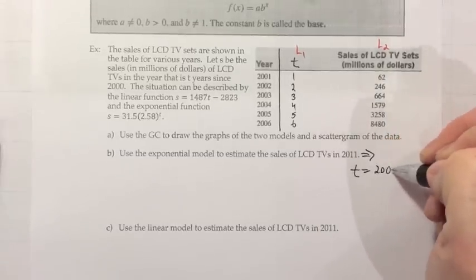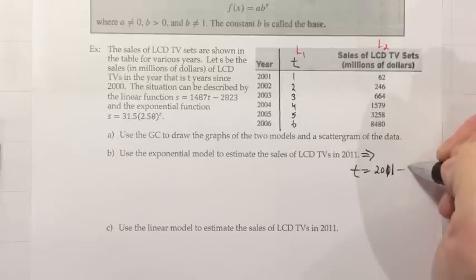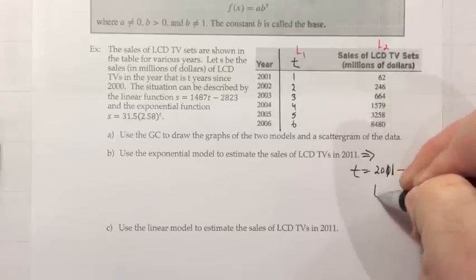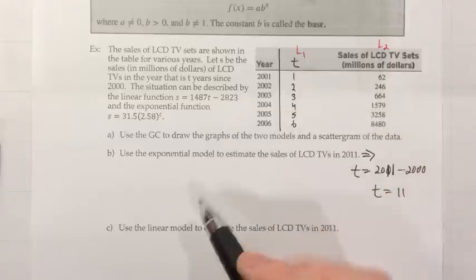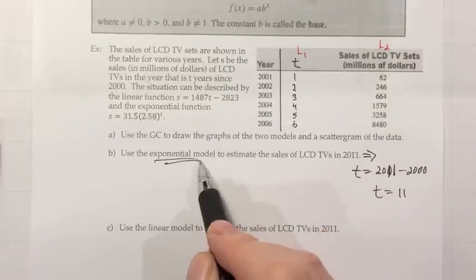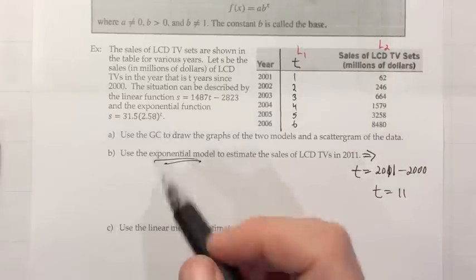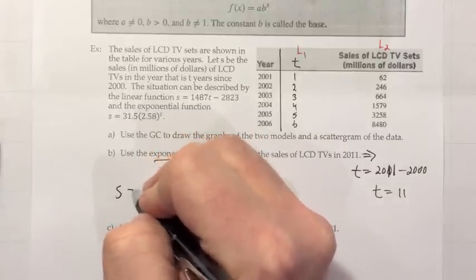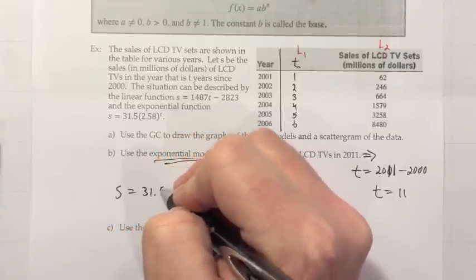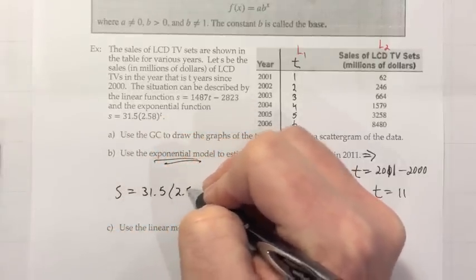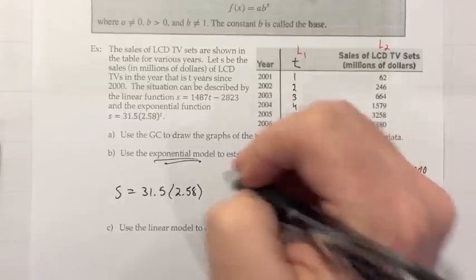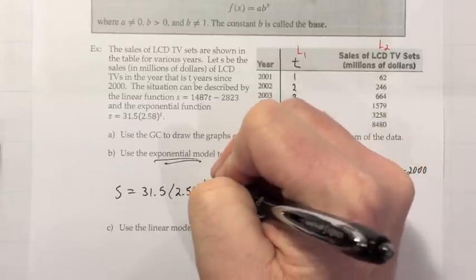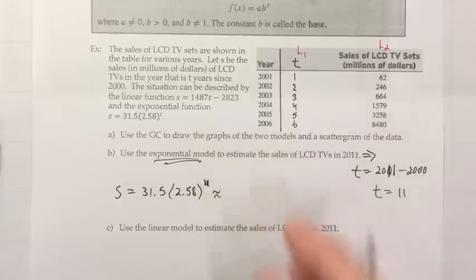T is 2011 minus the starting year of 2000, so t is 11. And if they want us to use the exponential model, use the function where the variable is the exponent, say s equals 31.5 times 2.58 raised to the t, but t equals 11. And then we can put that into our calculator and see what we get.